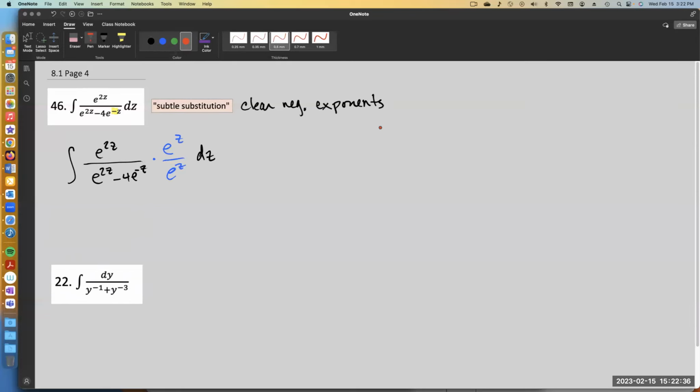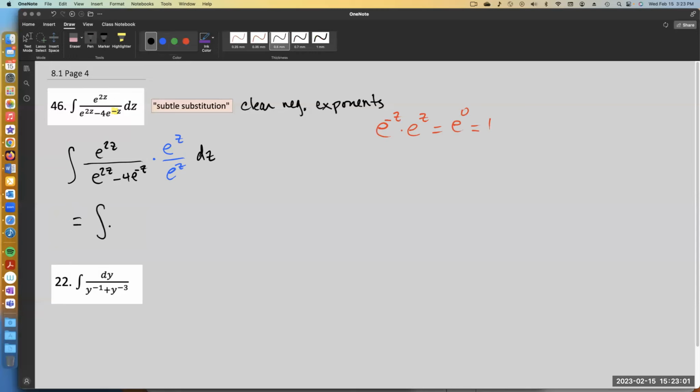Because we know already that e to the minus z times e to the z is e to the 0, which is 1. So if we multiply an exponential with a negative exponent by the exact same exponential, but with the positive version of the exponent, it's going to clear out the negative. So let's go ahead and do that and see how that works.